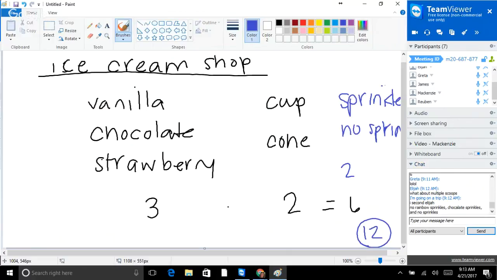Somebody says rainbow sprinkles, chocolate sprinkles, and no sprinkles. So that would give us, if we had choices, right? We would have 3 different choices, and then we would be up to 18 different combinations. Okay, so this is our basic counting principle that we learned, right? Any questions about that? So that's going to be important for today.